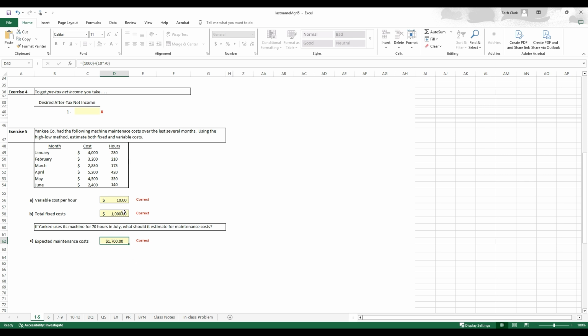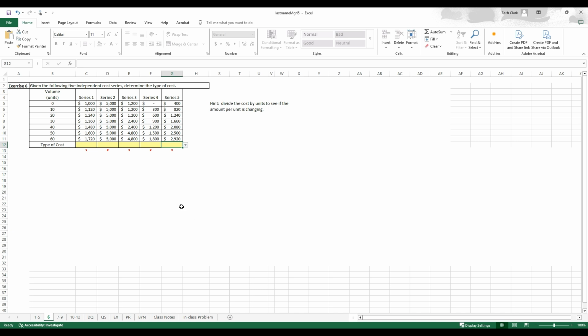So again, the 1,000 fixed is just the baseline amount we're going to have to pay one way or the other. And then we have 70 hours, so we're going to use our $10 per hour calculated to come up with the $700 portion to add on to the $1,000 fixed.